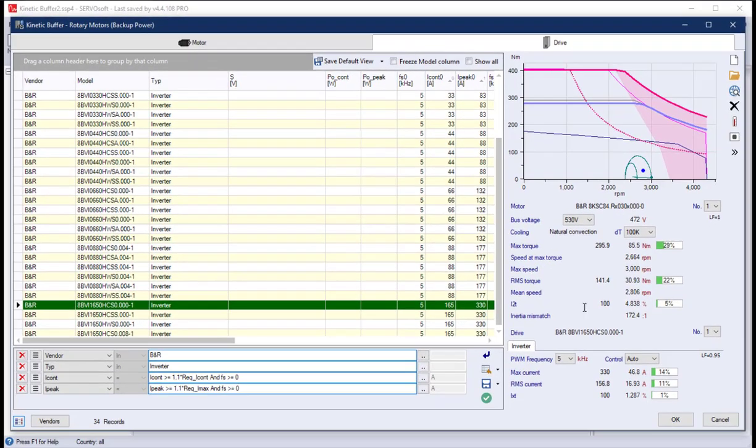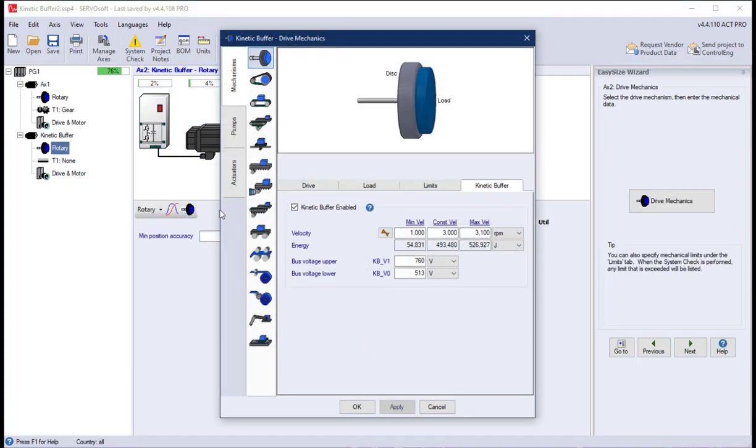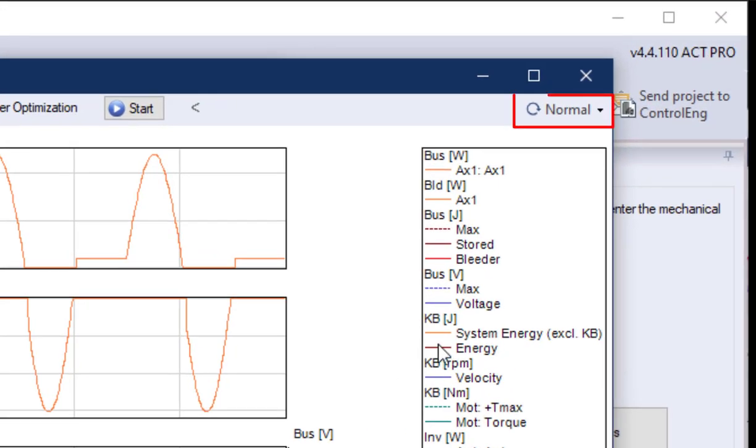Now I will open the power versus time chart to get a good view of all the power flow and energy storage in the power group. Note, we are in normal mode.